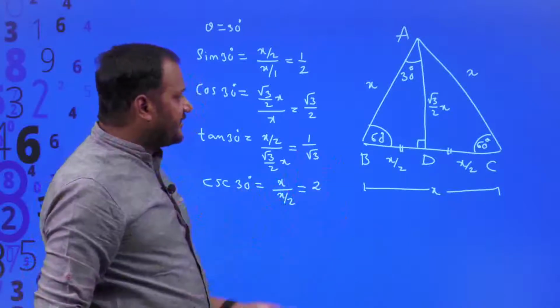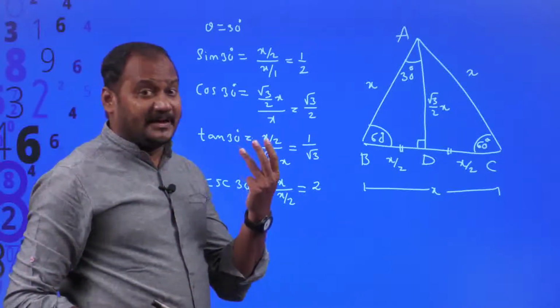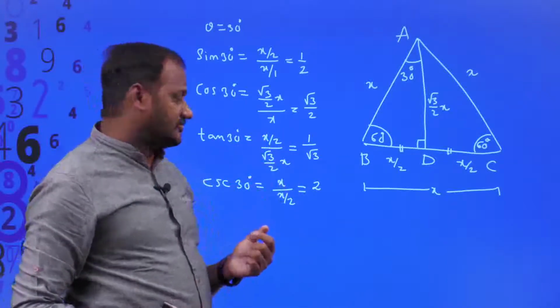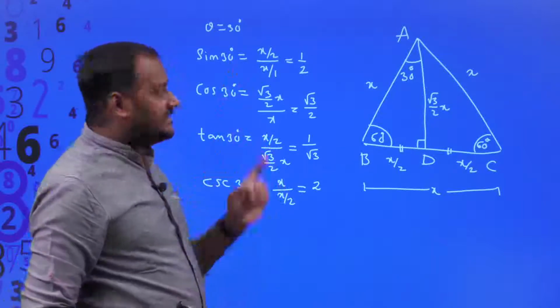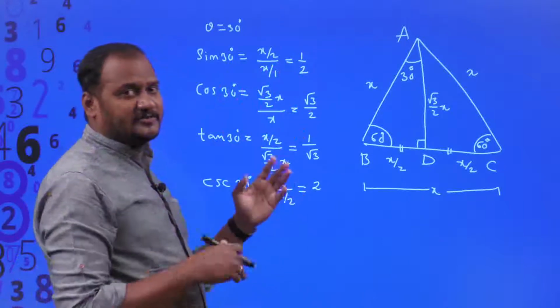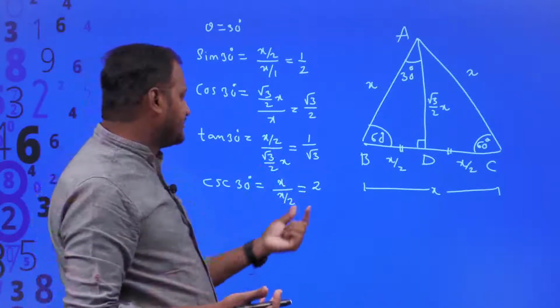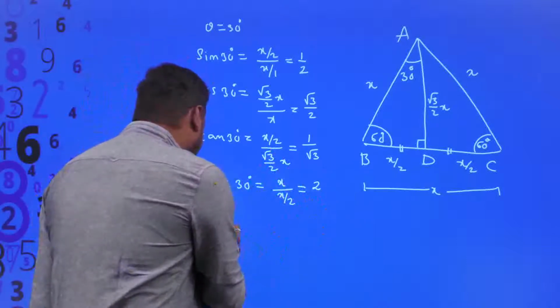From this you can figure it out, otherwise by the relations between trigonometric ratios also, we can easily say that cosecant theta is equal to 1 by sin theta. Since sin 30 is equal to 1 by 2, cosecant 30 is equal to reciprocal of 1 by 2. Reciprocal of 1 by 2 is nothing but 2 by 1, obviously that is 2. Right?